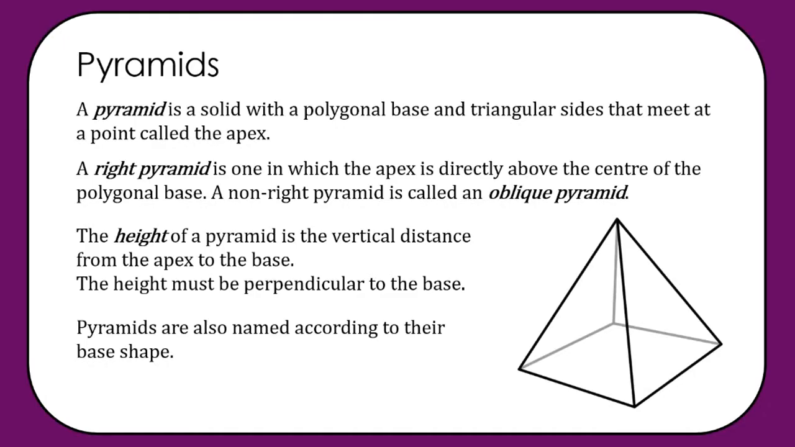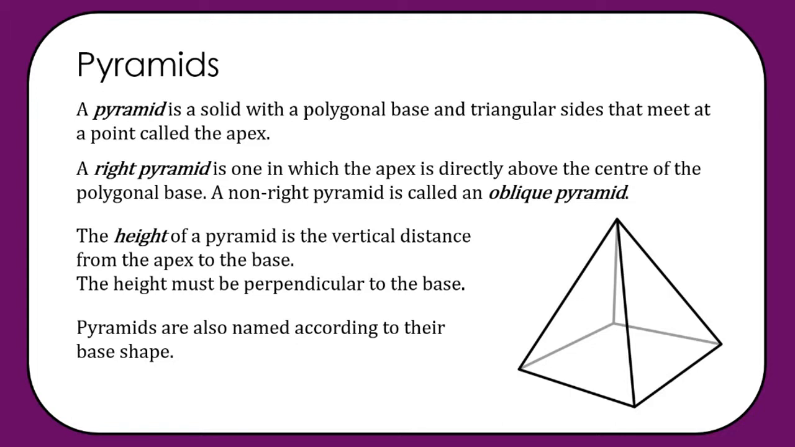Pyramids. So a pyramid is a solid with a polygonal base, so a two-dimensionally shaped base, a polygon, meaning it has straight sides, and triangular sides that meet at a point called the apex. A right pyramid is one in which the apex is directly above the centre of the polygonal base, and a non-right pyramid is called an oblique pyramid.